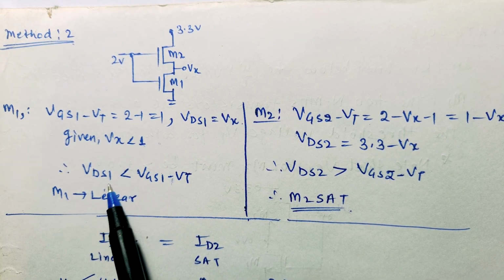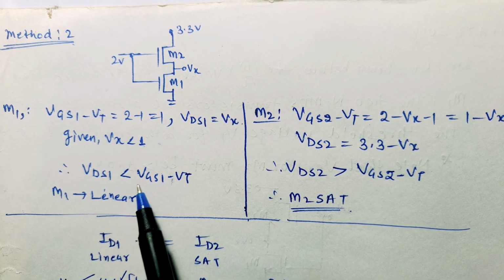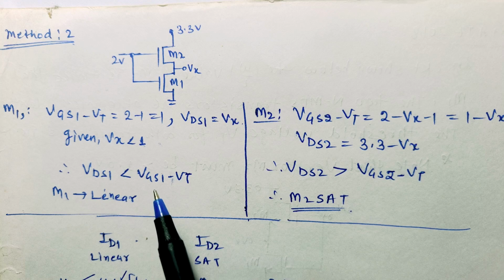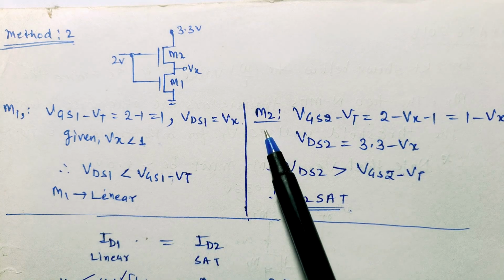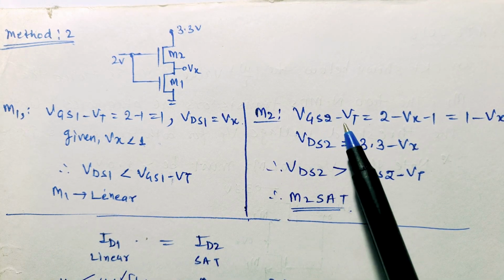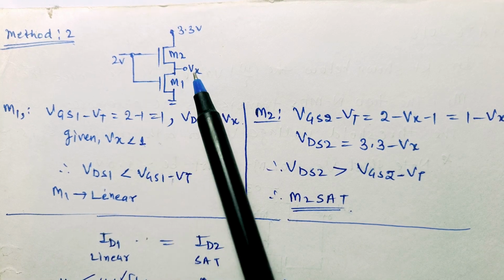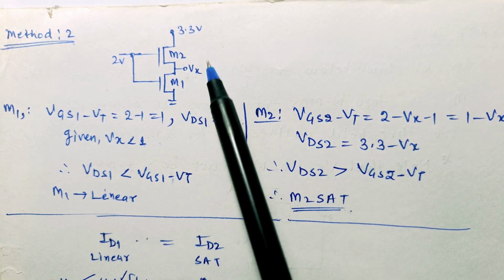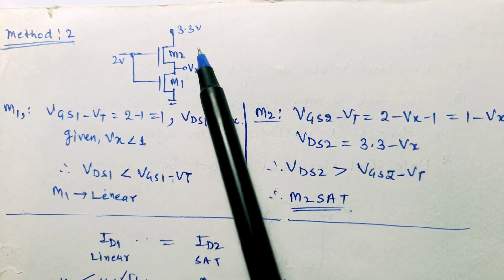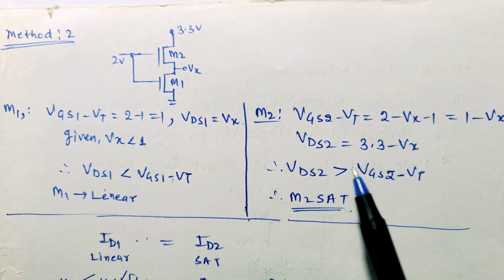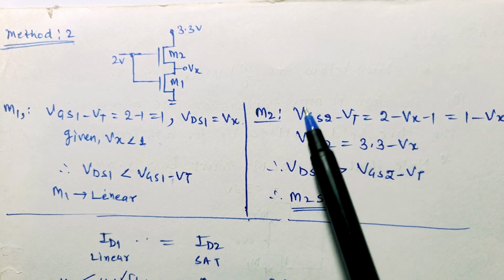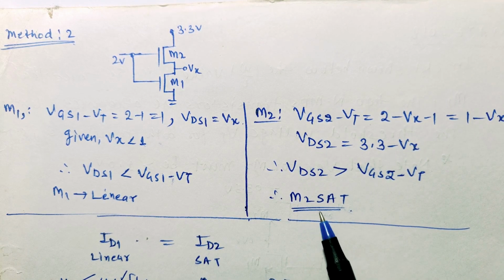We know that if VDS is greater than or equal to VGS minus VT, then the transistor works in the saturation region; otherwise it works in the linear region if VGS is greater than VT. For transistor 2, the overdrive voltage VGS2 minus VT: VGS2 is 2 minus Vx, and VT is 1, so it is 1 minus Vx. VDS2 is VD minus VS, which is 3.3 minus Vx. So this VDS2 voltage is greater than the overdrive voltage, and M2 will be in the saturation region.